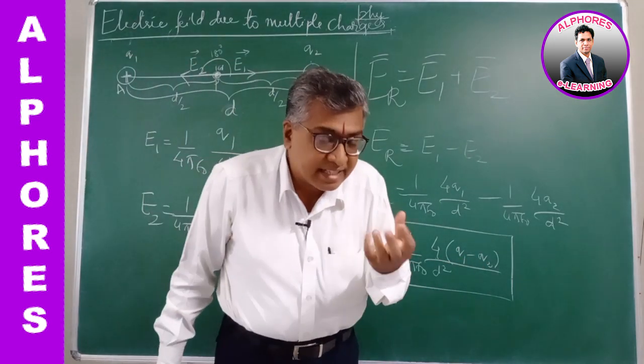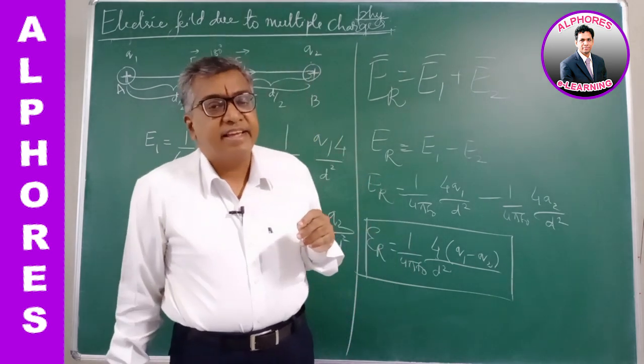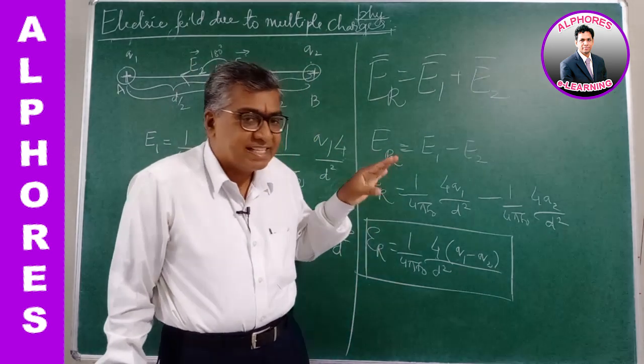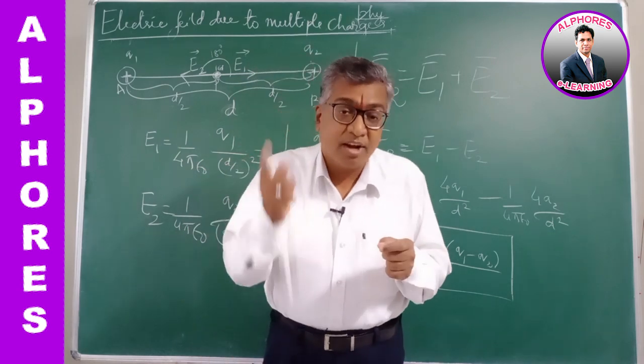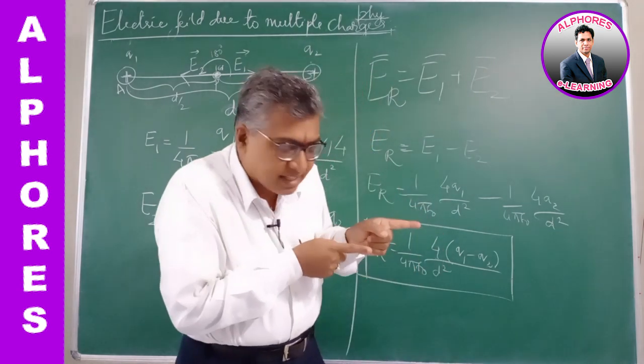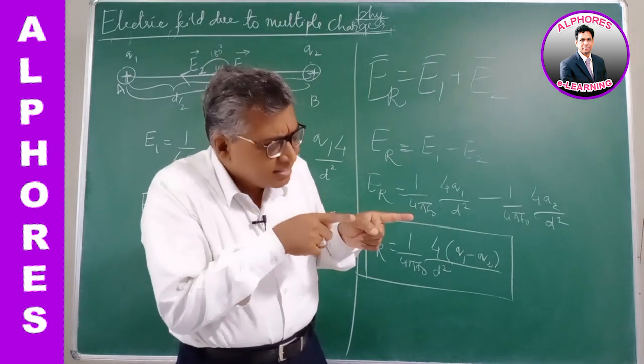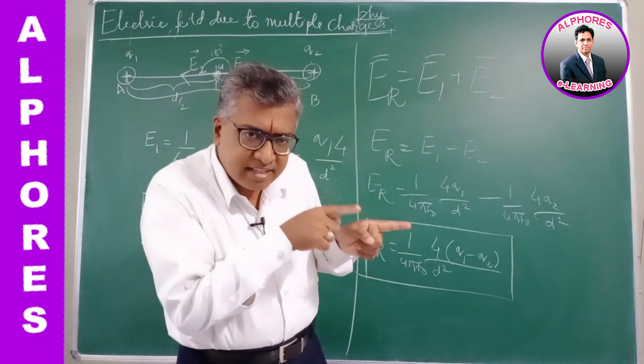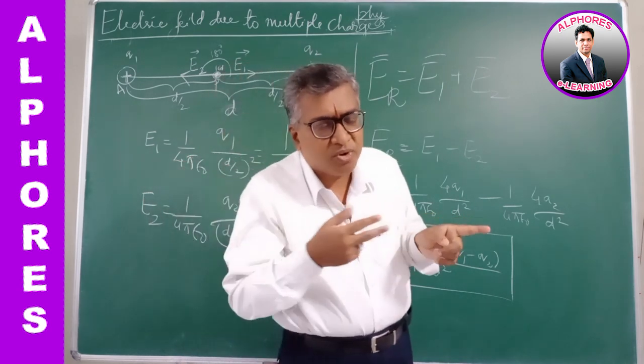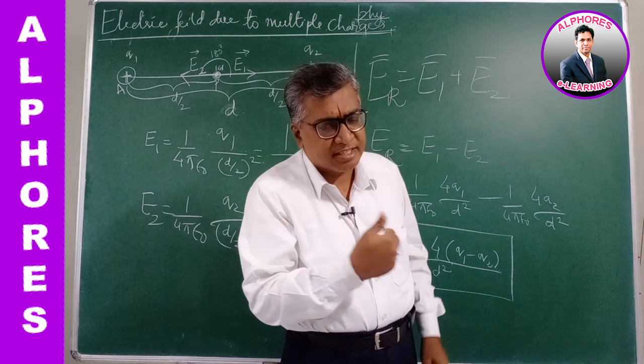What would be the direction? Direction of the electric field in this individual case, according to the parallelogram law of vectors: if two vectors are in the same direction, like vectors, the resultant will have the direction in the direction of these two. So all the three will be like vectors, parallel vectors.